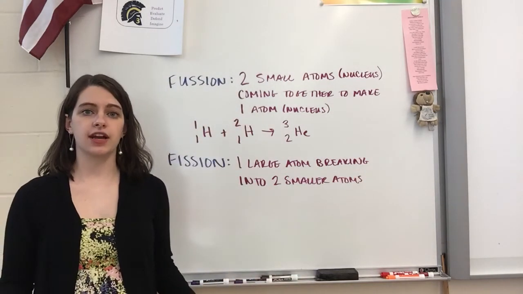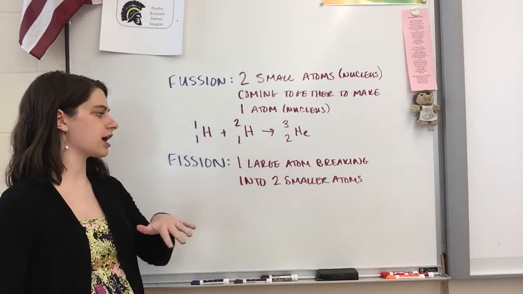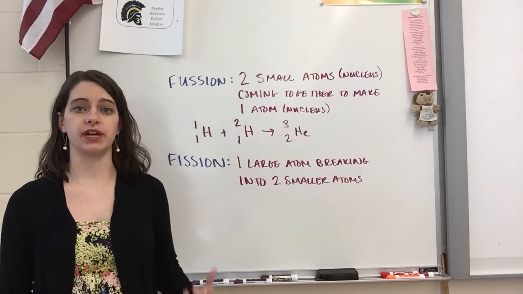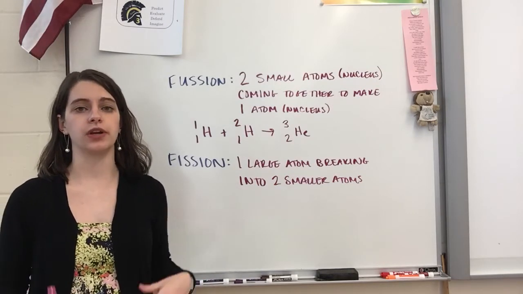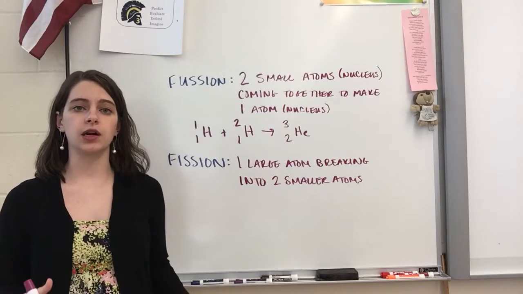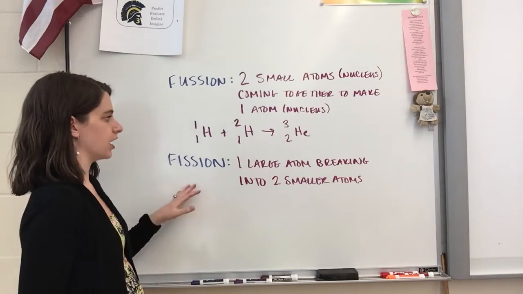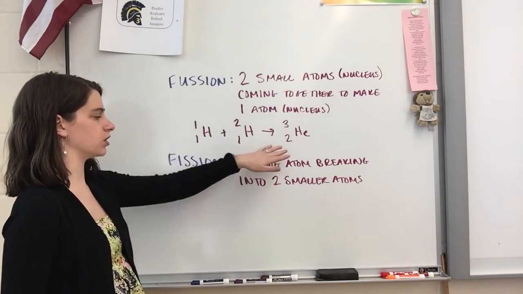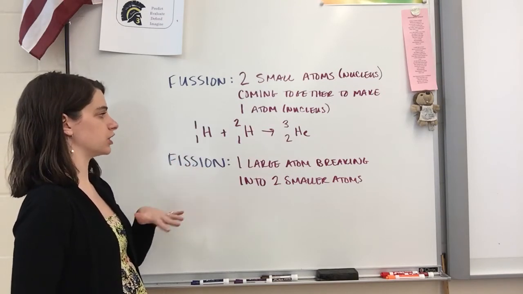So again, this is a reaction opposite of fusion. Whereas fusion happens with smaller atoms, fission is going to happen with our bigger atoms. So fission is going to happen with uranium, plutonium, thorium. Our atoms with high atomic numbers are atoms with large masses. And so our fission reaction would look like the opposite of our fusion reaction.